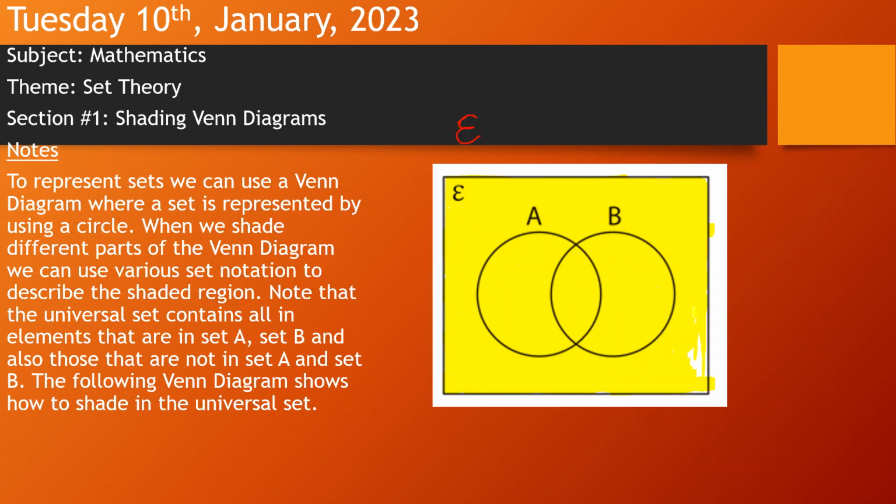What else do we shade when we're trying to shade in the universal set? So we shade, Divine, we shade what? We shade the sets that are in A, the sets that are in B, and also those that are not in set A and set B. Very good. Okay, so basically we shade the entire thing. All right.